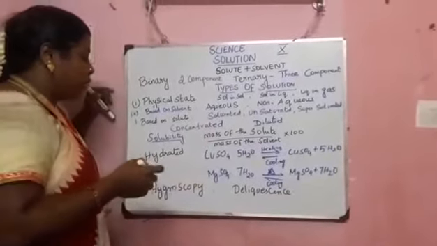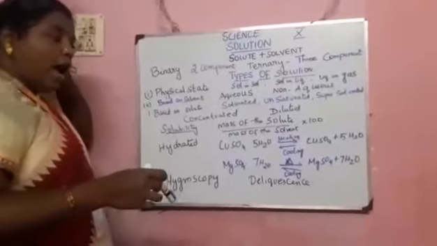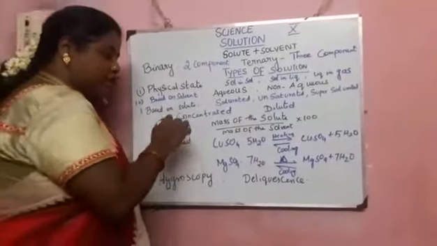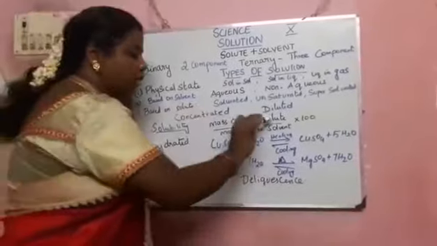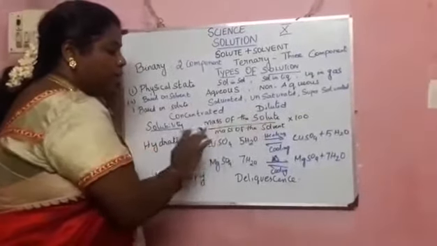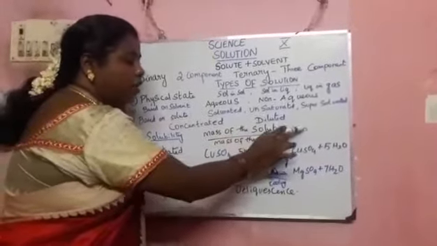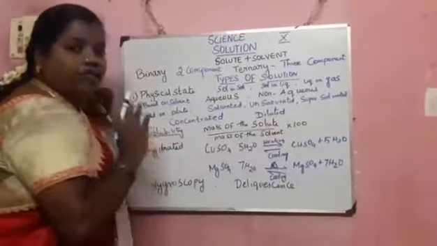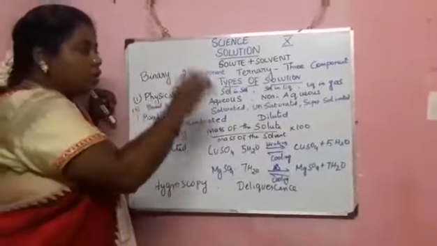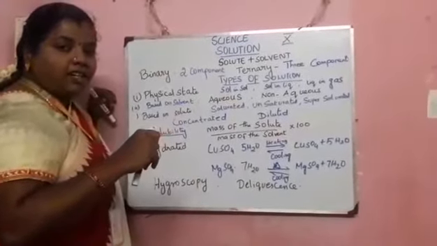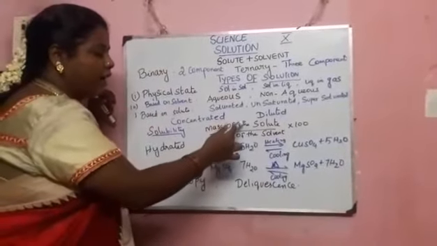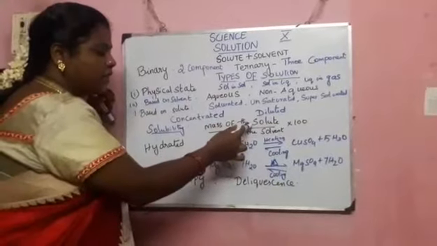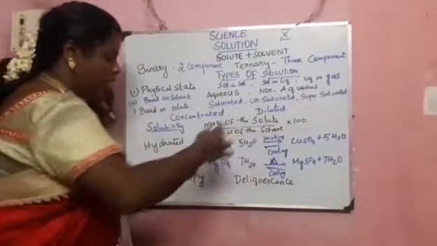Next one, solubility. Here you have to find the solubility of the substance when they have given the mass values. Solubility is the mass of the solute divided by the mass of the solvent, into 100. They give the solution, and you substitute the values into mass of the solute by mass of the solvent into 100.